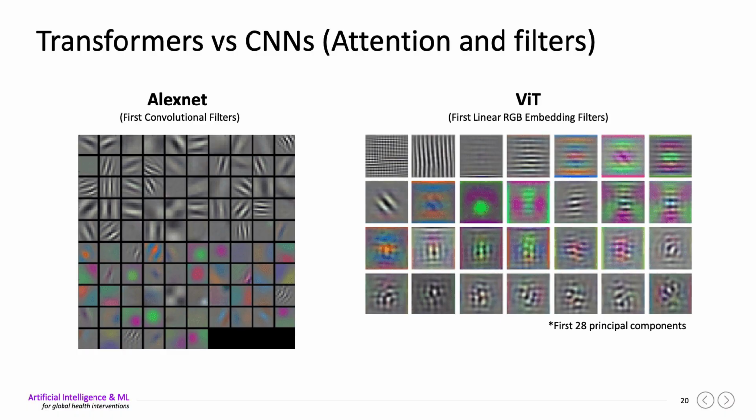On the right are the first linear RGB embedding filters of a vision transformer, specifically the first 28 principal components of the patch embedding projection. Remarkably, the ViT filters also learn structured, edge-like, and frequency-like patterns, resembling plausible basis functions for representing local image structure, even though the ViT has no built-in convolutional prior. The message is that despite starting from a very different architecture, the vision transformer discovers low-level visual features that look strikingly similar to those learned by convolutional networks, suggesting these features are fundamental to representing images.